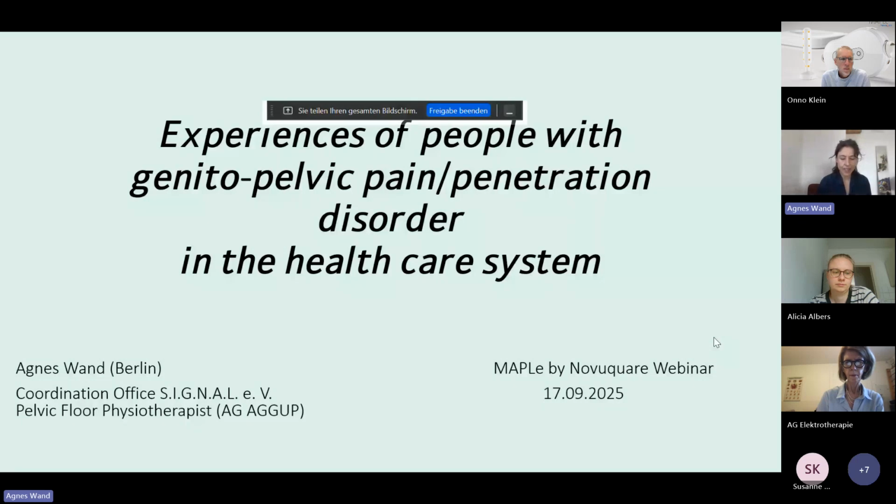I will present the results of my master's thesis about the condition of genitopelvic pain penetration disorder. This diagnostic term is a combination of the formerly individually classified diagnostic terms vaginismus and dyspareunia. It is applied already in the DSM and also implemented in the ICD-11. It was renewed, and dyspareunia and vaginismus were put together diagnostically because it was shown that it is actually not always possible to differentiate between those two conditions.